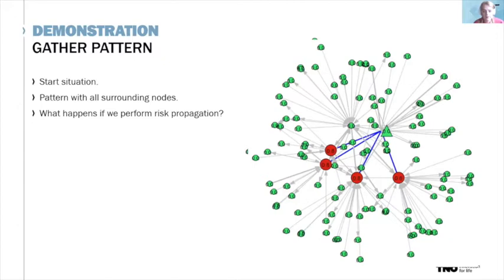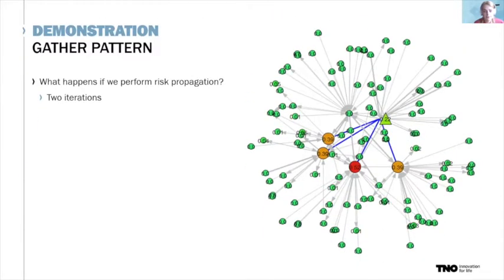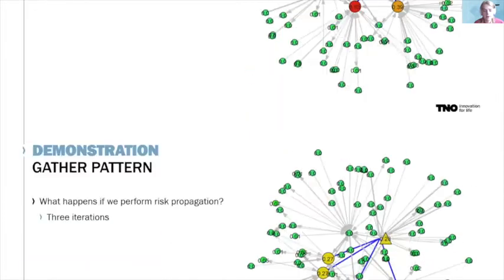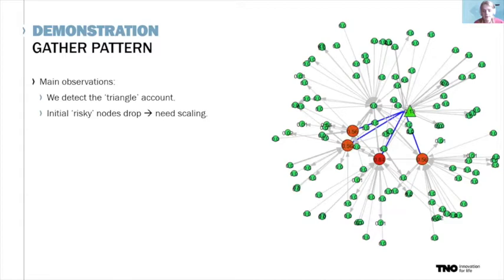We have a start situation with these 4 suspicious nodes, and there's this triangle node that we actually want to catch. But then our research question was, what happens if we perform this algorithm? Well, if we do 1 iteration, you see that the score of the triangle increases a bit. And if we do 2 iterations, it increases even more, and 3 iterations more. And here you see the same thing again in a small demo.